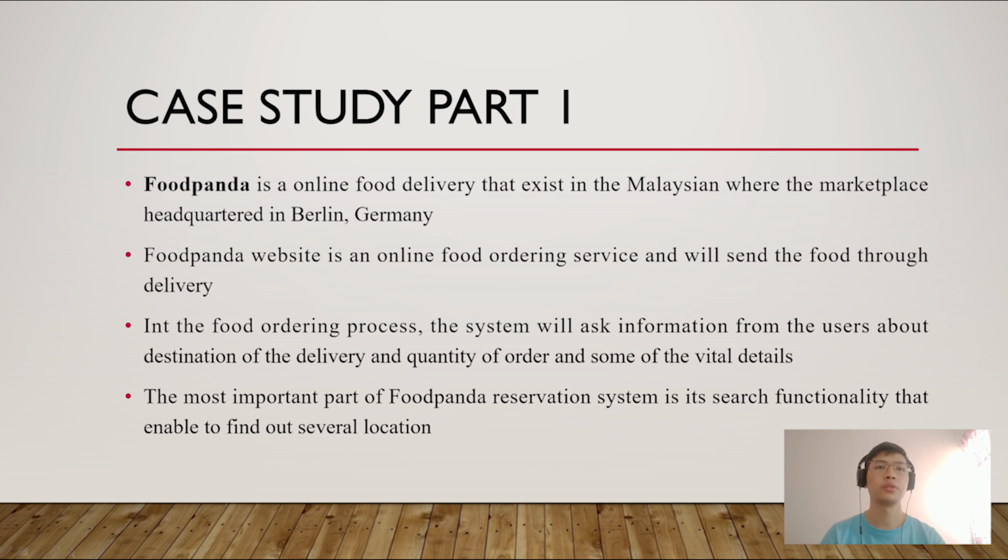FoodPanda is an online food ordering website that is active in Malaysia, with the marketplace headquartered in Berlin, Germany. The FoodPanda website is an online food ordering service, and the food ordered is sent through delivery. In the food ordering process, the system will ask for information from the users about the destination of the delivery, the quantity of the order, and also some vital details.